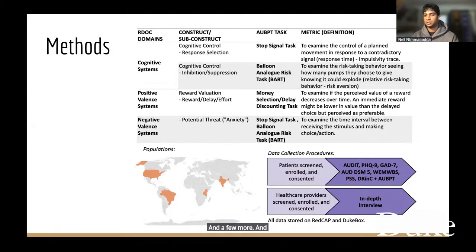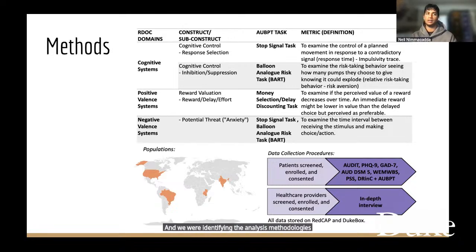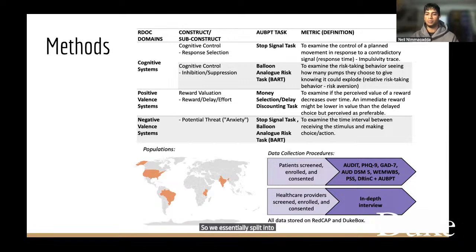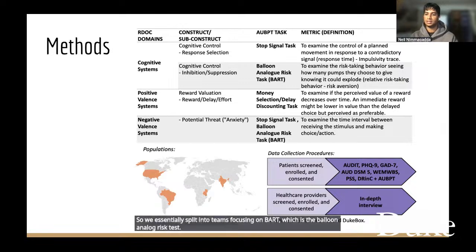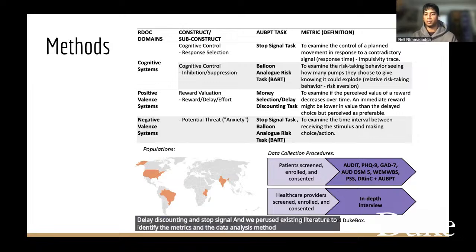Starting in the fall semester and continuing through this semester, we have been perusing some of the existing literature on these sorts of tools, and we were identifying the analysis methodologies best suited to each individual AUBPT task. We essentially split into teams focusing on BART, which is the balloon analog risk task, delay discounting, and stop signal. We perused existing literature to identify the metrics and the data analysis methodologies that were most commonly used.